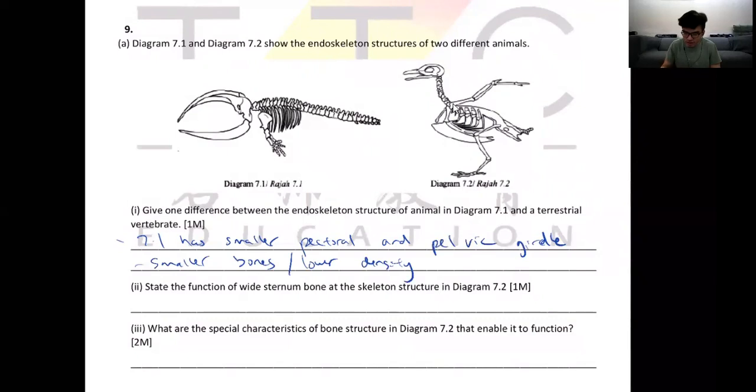What is the sternal bone? The sternal bone is this chest bone here. For chickens, for birds, this bone is very important. Why? Because this is where your chest muscle is attached. Imagine you're a bird. You do this. Can you see? You feel your chest muscle? Can you feel it moving?